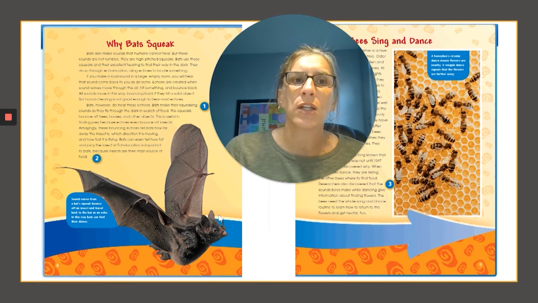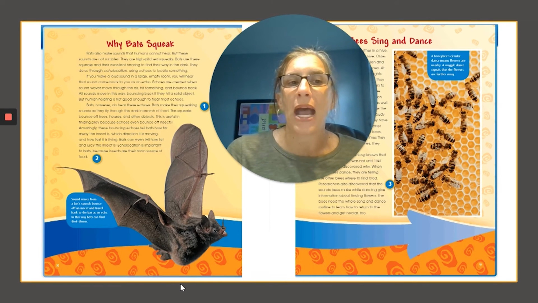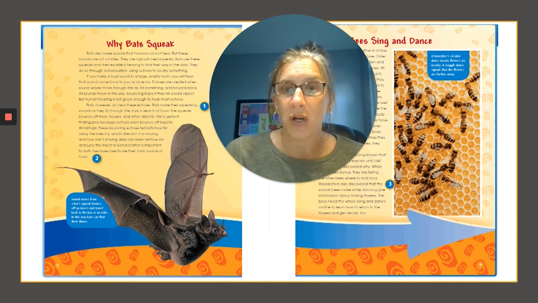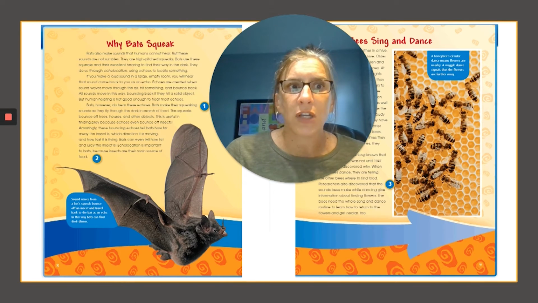If you make a sound in a large empty room, you will hear that sound come back to you as an echo. Echoes are created when sound waves move through the air, hit something, and bounce back. All sounds move in this way, bouncing back if they hit a solid object. But human hearing is not good enough to hear most echoes. It's kind of like dogs. Dogs can hear those really high-pitched sounds. Bats have the same kind of hearing.